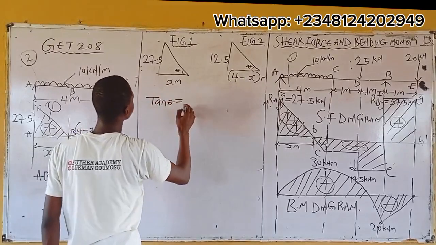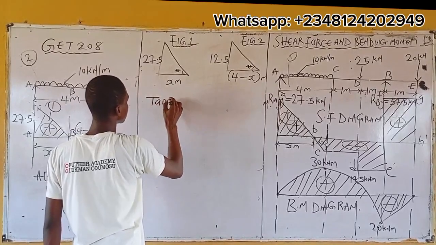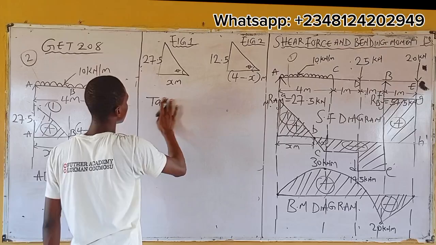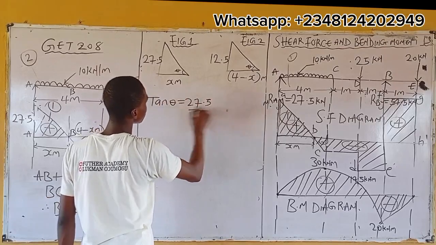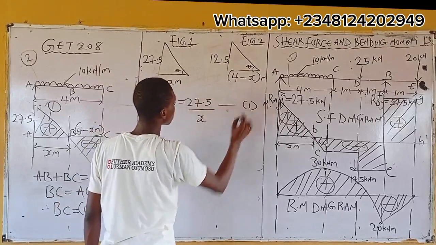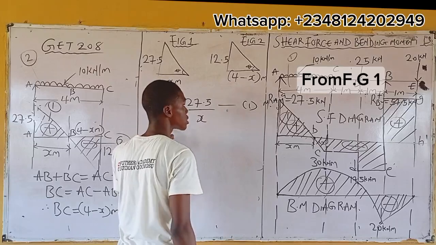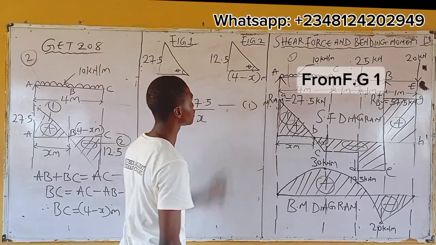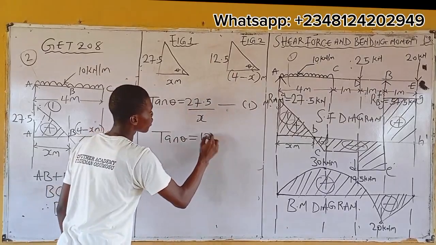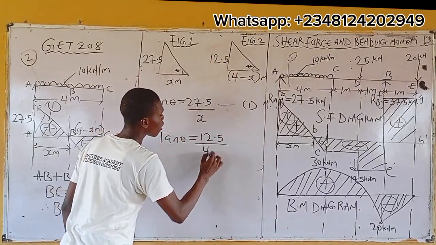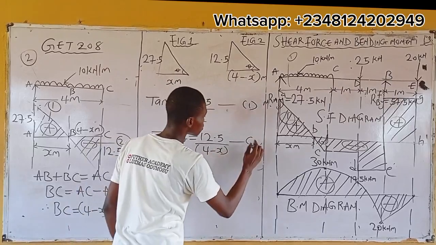Now, by tan theta, that becomes tan theta is equal to 27.5 over x. Call this equation 1. This is from figure 1. Now, moving on to the next figure, which is figure 2, tan theta becomes 12.5 over 4 minus x. Call this equation 2.